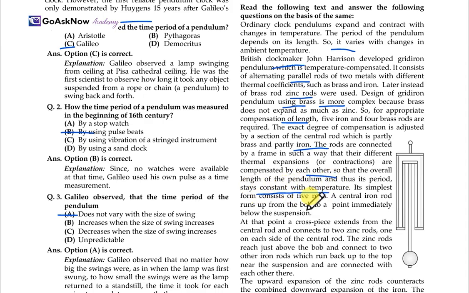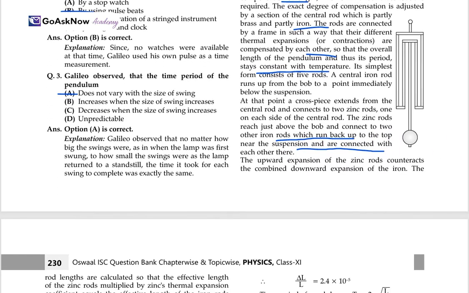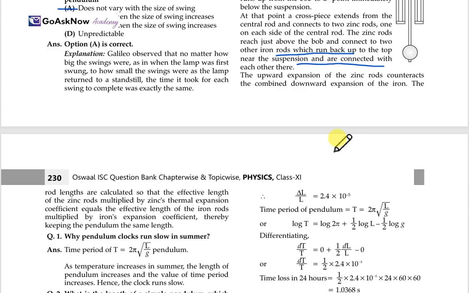The simplest consists of 5 rods: a central iron rod and the bob point immediately below the suspension, at the point of the cross piece extending from the central rod and connected to zinc. One zinc rod each, and each above is connected to another iron rod, which runs back to the top, and the suspension is connected with each there. So the upward expansion of the zinc rod counteracts the combined downward expansion of the iron. The rod length is calculated. So the effective length is the zinc rod multiplied by the zinc thermal expansion.